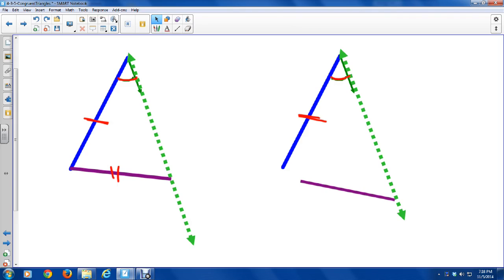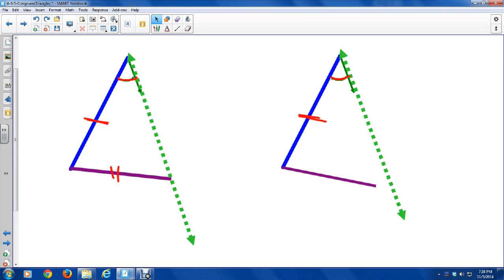Now, here's my question to you. Can you picture on the right-hand side, can you picture me completing the triangle? The side's going to have to attach to here. Can you picture me completing that triangle with that segment, but making a very different looking triangle than the first triangle that you see? And the answer is yes.